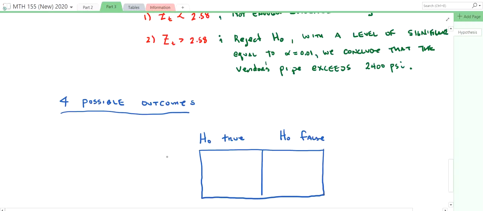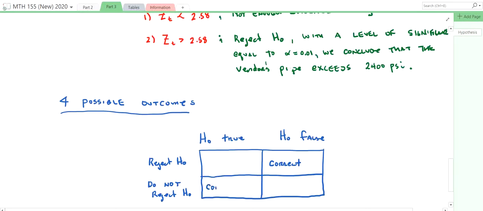But we make a decision to reject the null hypothesis. And if we reject the null hypothesis and the null hypothesis was false, well, we made the correct decision. On the other hand, if we do not reject the null hypothesis and the null hypothesis turned out to be true, then again, we made the correct decision.